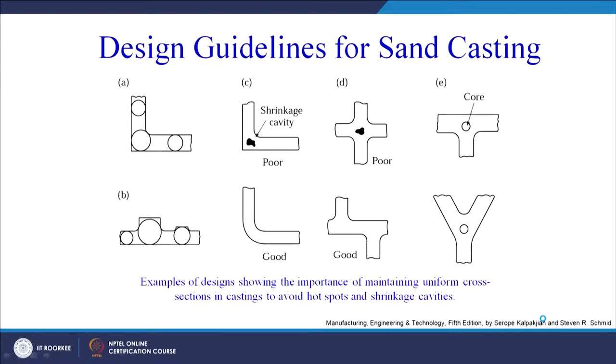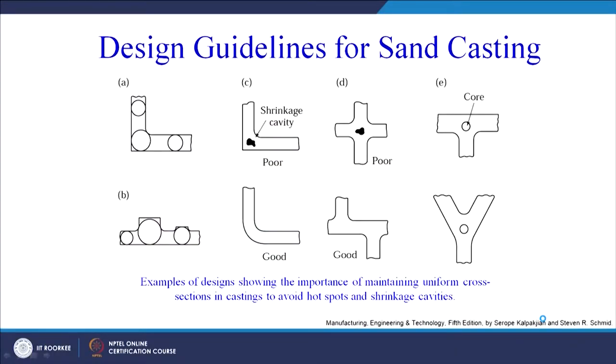Now these are the, maybe once we have selected the process, for example we select casting process, then this type of information is available as you can see on your screen. So the design guidelines for sand casting, so we have seen these are the examples of designs showing the importance of maintaining uniform cross sections in casting to avoid hot spots and shrinkage cavities. This is a shrinkage cavity here, shrinkage cavity here.